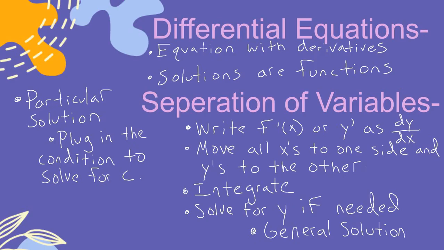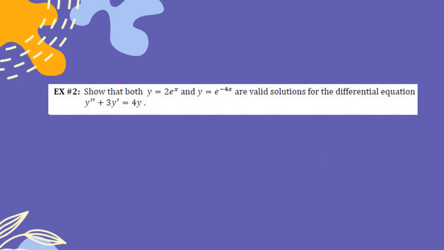Alright. So the first thing that we can sometimes do with differential equations is just be given an answer, and we want to verify if something is a solution. So in this case, it says show that both y equals 2e to the x and y equals e to the negative 4x are valid solutions for the differential equation y double prime plus 3y prime equals 4y. Now, since I'm not actually solving this, I don't have to rewrite it as dy dx or separate variables. I'm just verifying that the things they gave me are solutions.